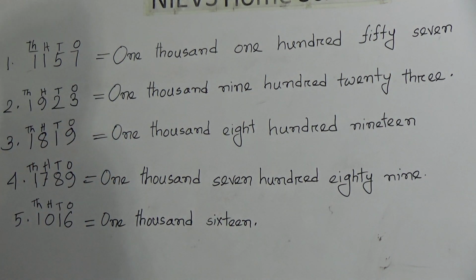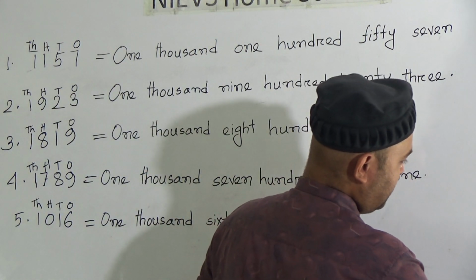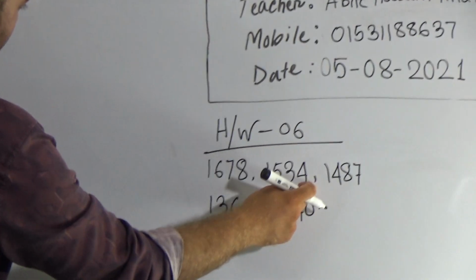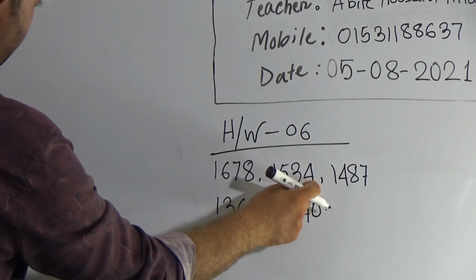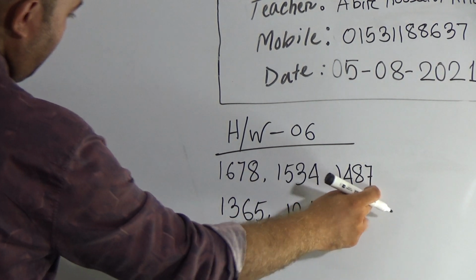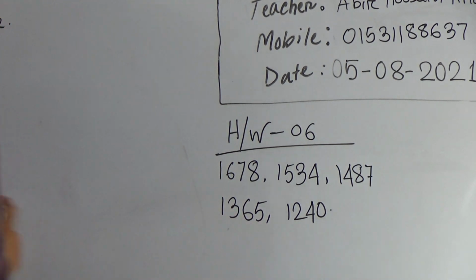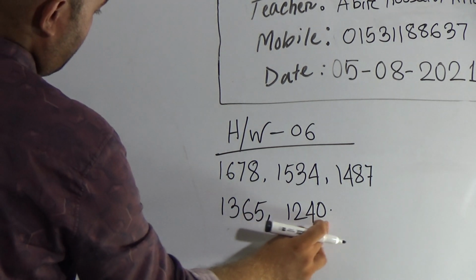My dear students, you have to submit SW number 6 here: 1678, 1534, 1487, 1365, and the last one, 1240.